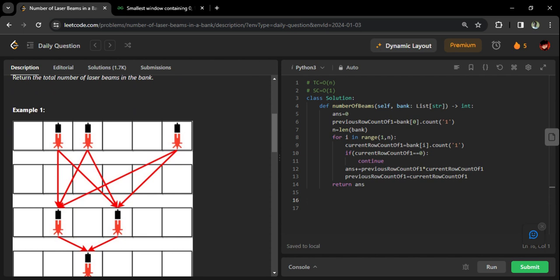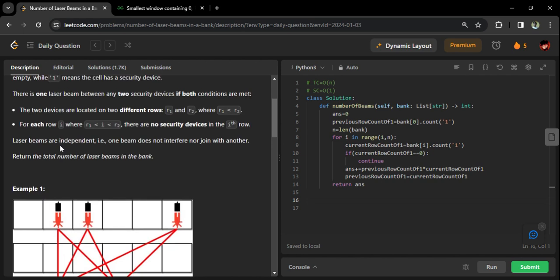See, for example, if we talk about row 0, it has three security devices. But there are none in the second row. So directly come to the third row. You can see in the third row we have again two security devices. So a laser beam can be there.